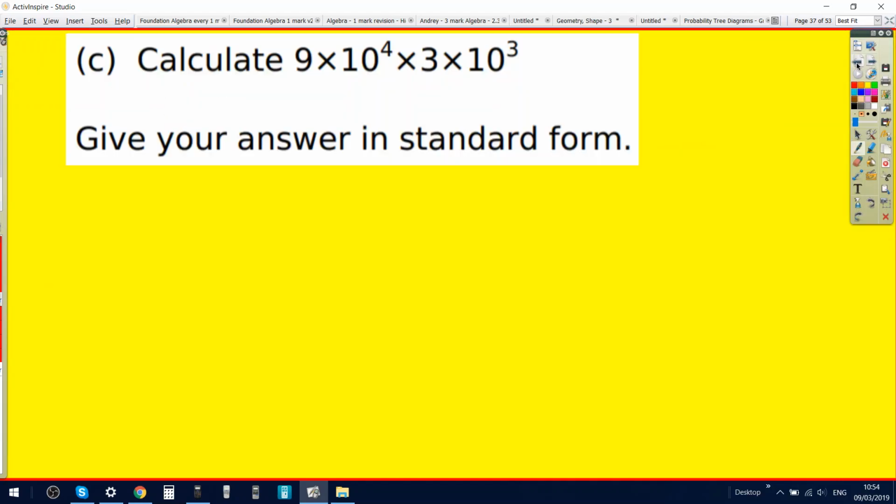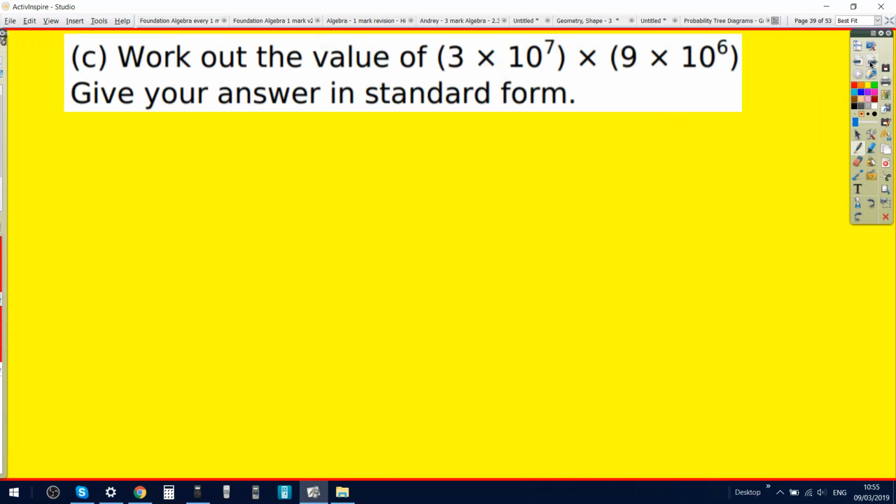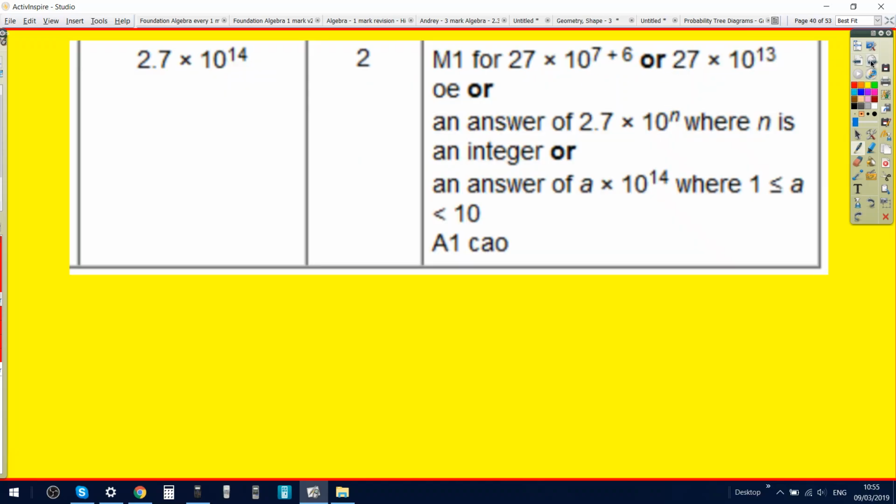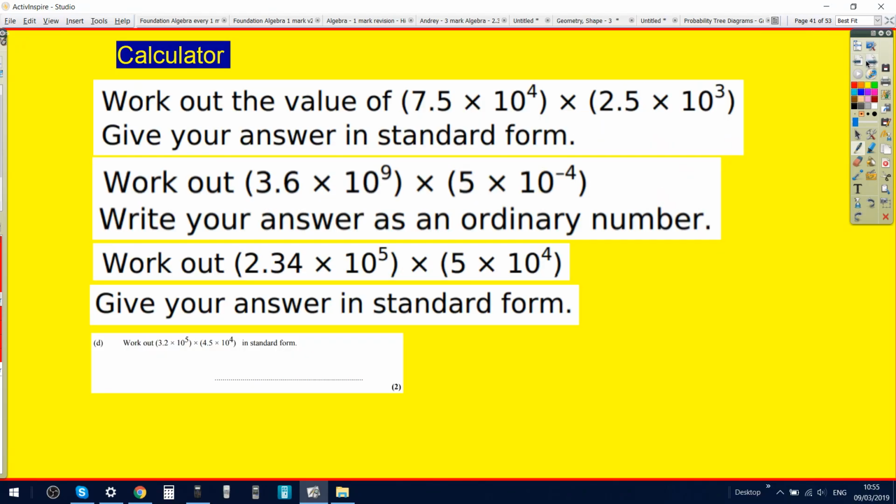Yeah, so those ones, sometimes they put them in brackets, sometimes they don't. Just ignore the brackets, because if everything is times, it doesn't matter what order you do them in. So here they put them in brackets. Doesn't matter. Just ignore the brackets and do it as normal. Normal number times normal number, square times square root. So these are calculator questions, but I think you're okay to put this into your calculator.